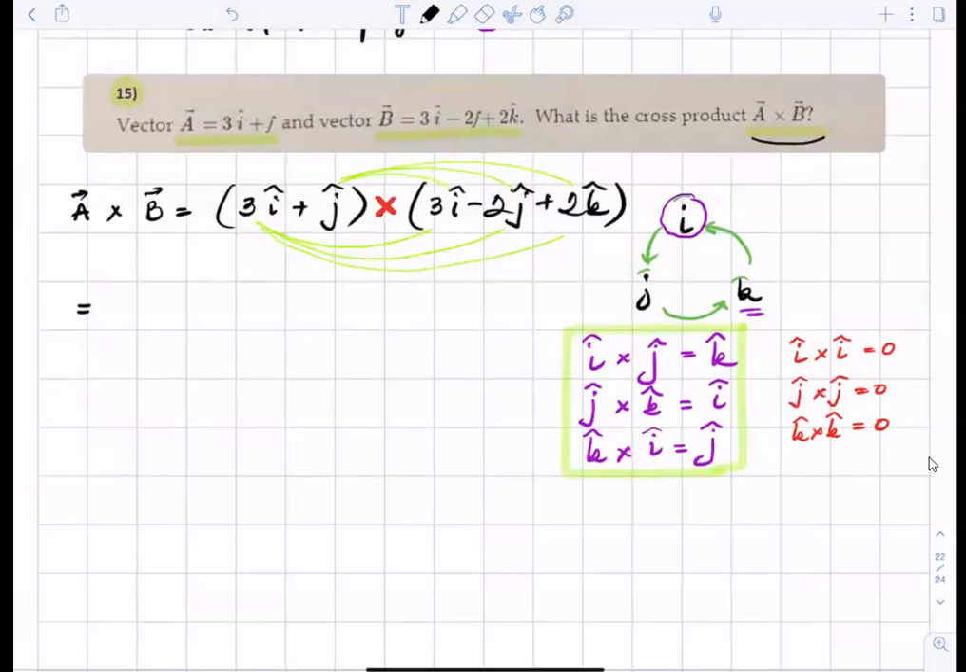So this becomes 9. And now you simply have to look. It's going to become i hat cross product with i hat. So you're going to continue minus 6. And then you have i hat cross product with j hat. Now I'm going to continue plus 6. Again, i hat cross product with k hat. Okay, I'm done with the first part.